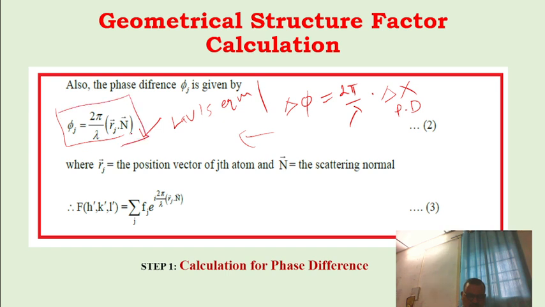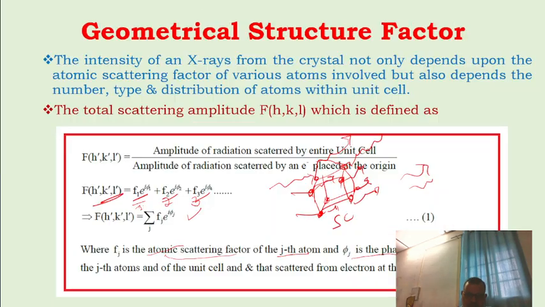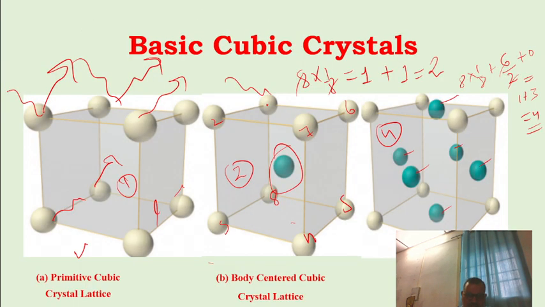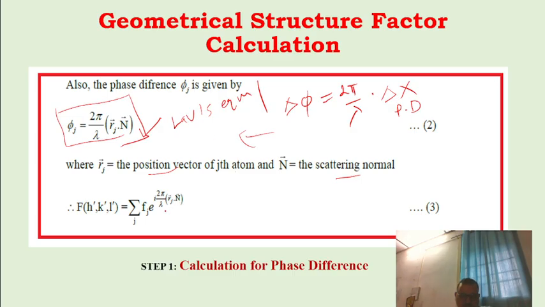So this equation is for your phase difference. Here rj vector represents the position vector of the jth atom and n vector represents the scattering normal. On putting in equation number 1, this is our first equation, I am putting this value. So this is the value for phi j you have to write here. So this is F h k l dash equal to this: capital F equals fj summation exponential iota 2 pi by lambda rj dot n vector.